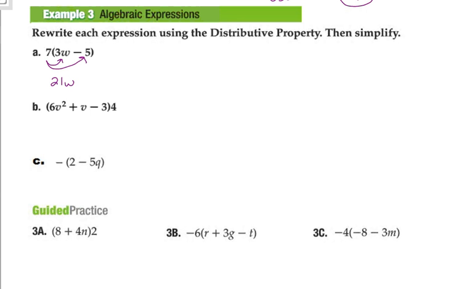So $21 times however many watermelons I'm buying. It's a pretty expensive watermelon, but it'd be good. And then the 7 times that negative 5.